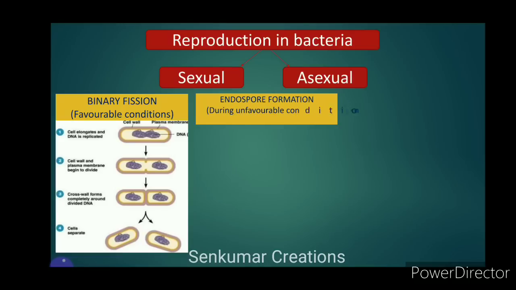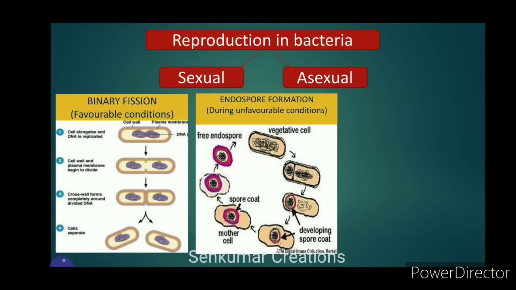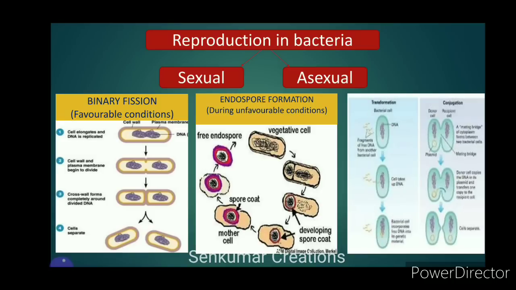Next is spore formation. It is a sexual type of reproduction during unfavorable conditions. You can see this picture here. The vegetative cell is dividing and a spore is formed inside. Then the spore coat develops within the mother cell, shown in red. Then the endospore comes outside, and that endospore forms a new cell. So you can see this very clearly in the last picture. Reproduction in bacteria happens by two ways: one is sexual and another one is asexual.